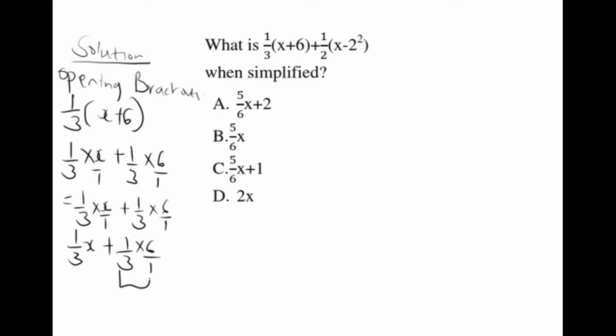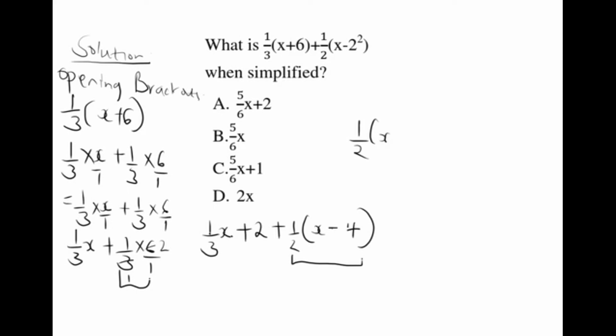In this case, we are going to simplify by cancelling. By 3, 1; by 3, 2. Therefore, it will be a third x plus 2, plus a half into brackets x minus 2 squared, which is 4 into brackets. We can now open our second bracket, which is a half into x minus 4 into brackets.